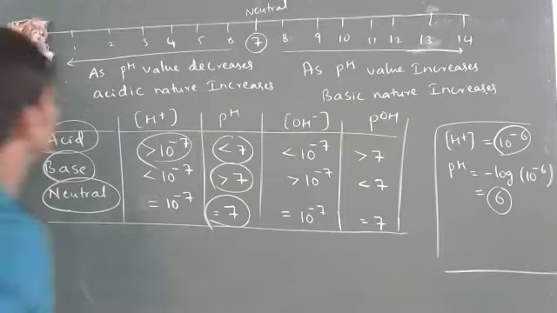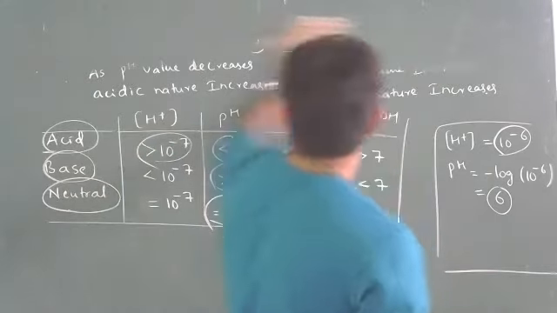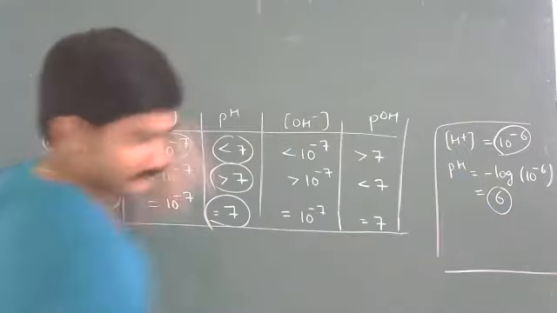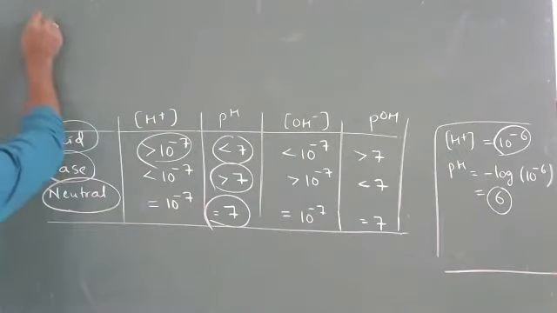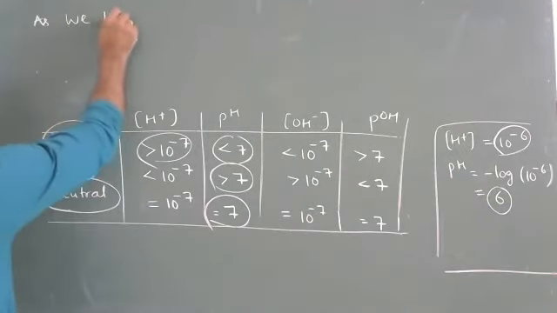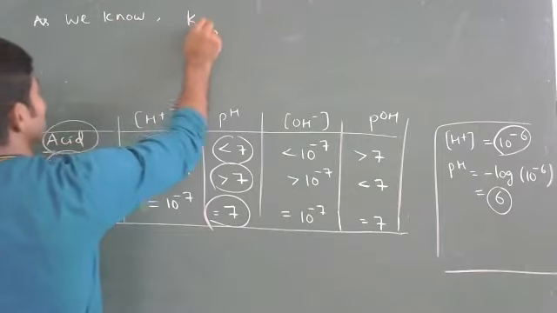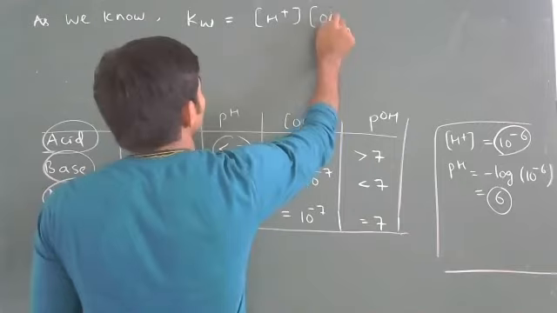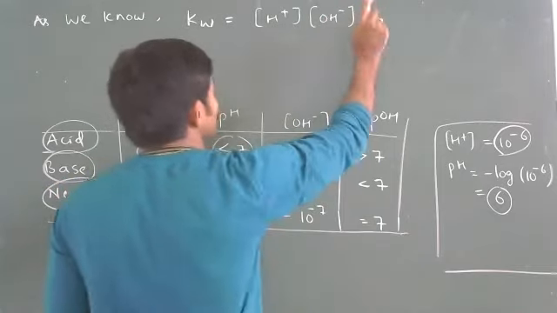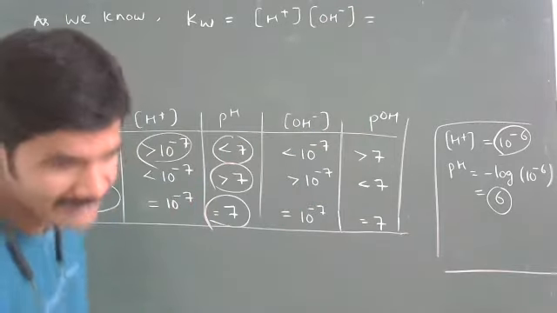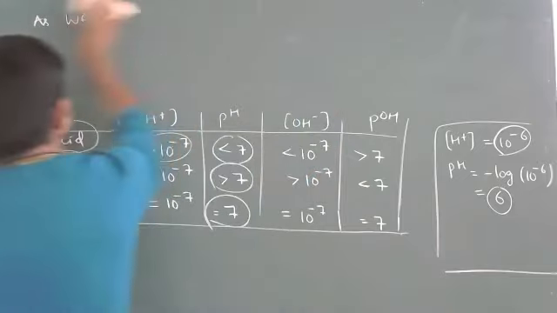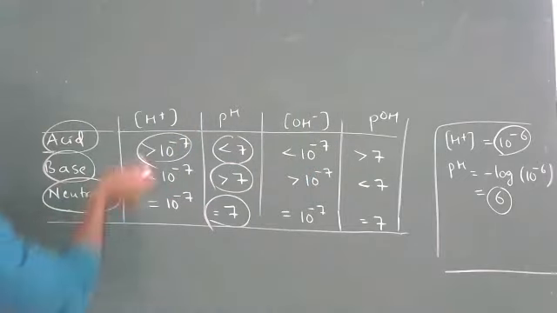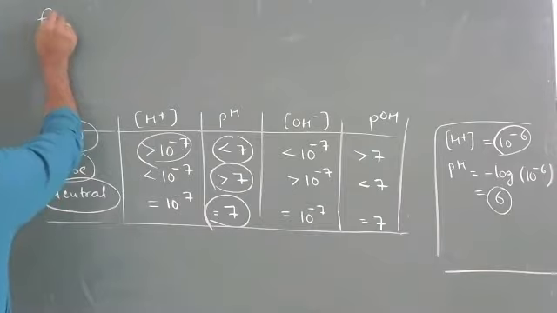Now, as we know from the ionic product of water, Kw is equal to H plus concentration into OH minus ion concentration. Before this, I'll tell you the logarithm formulas, then I'll derive this. So you just write the formulas.